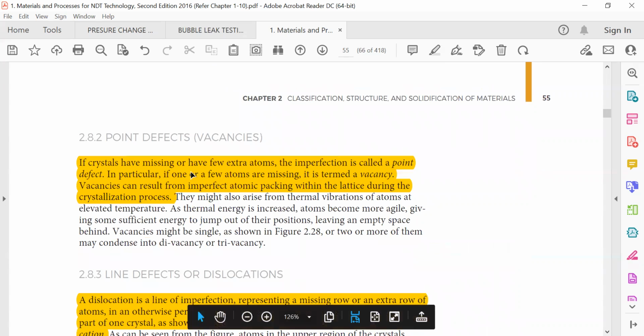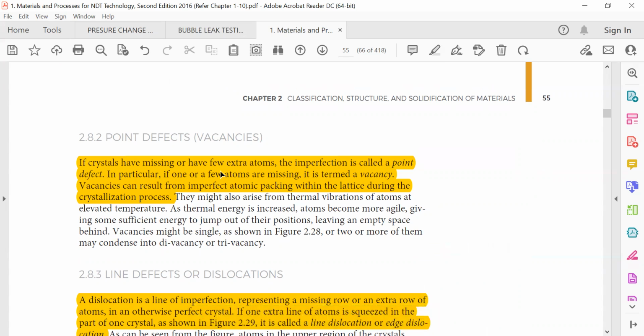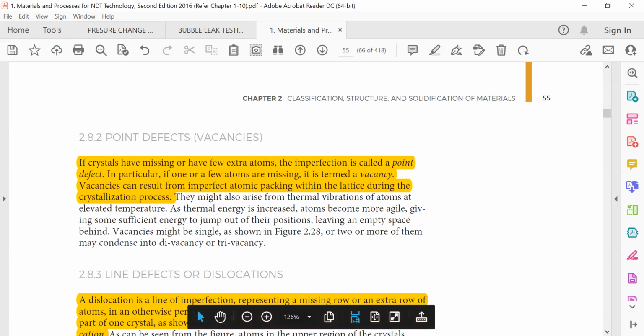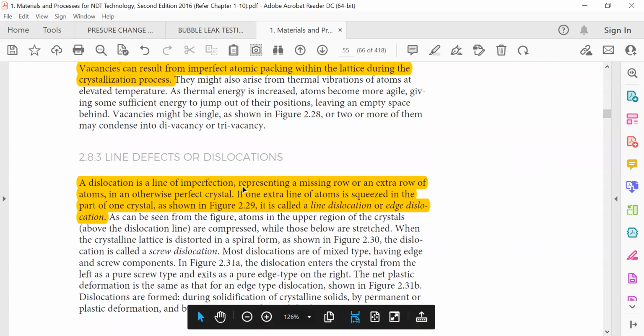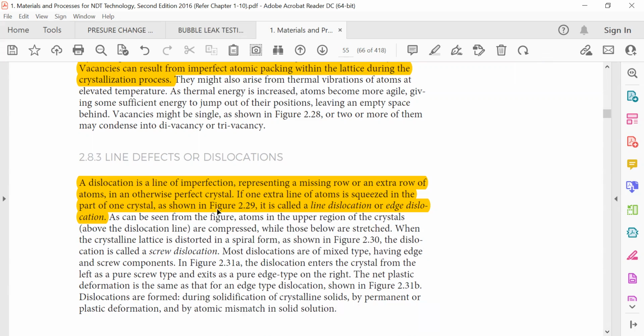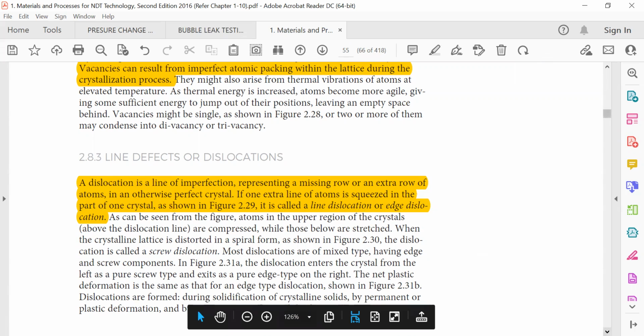If the crystal has missing atoms or a few extra atoms, the imperfection is called a point defect. In particular, if one or a few atoms are missing, the term is a vacancy. Vacancies can result from imperfect atomic packing within the lattice during the crystallization process. Dislocation is a line of imperfection representing a missing row or an extra row of atoms in an otherwise perfect crystal. If one extra line of atoms is squeezed into part of the crystal as shown in the figure, this is called line dislocation or edge dislocation.